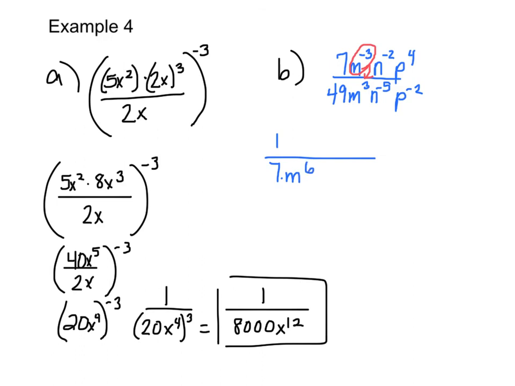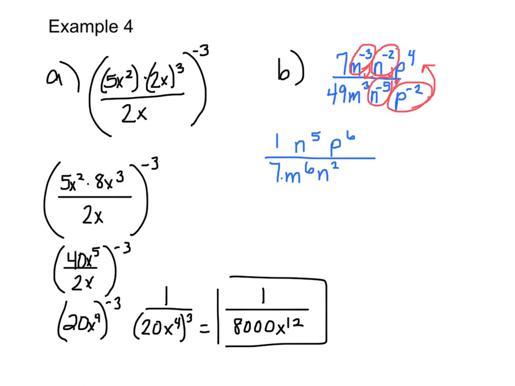Then n to the negative 2 goes to the bottom. N to the negative 5th goes to the top. And when they do that, they become positive. So n to the 5th becomes on top, and n squared is on bottom. I then have to take my p to the negative 2, which is on bottom, and move it to the top. Because there's already 4 on top, I combine it and I get p to the 6th.